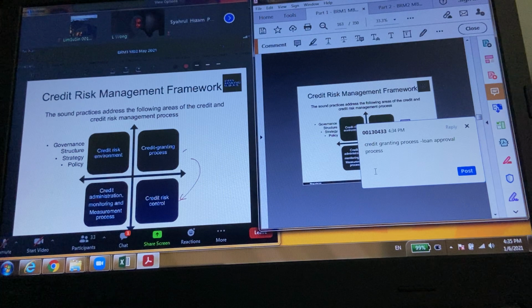After giving the loan, see whether the customer performs what they're supposed to do. Remember the technical issues, right? Do they follow the covenants, etc.? And then you also have the measurement process. For example, how do you assess the risk?